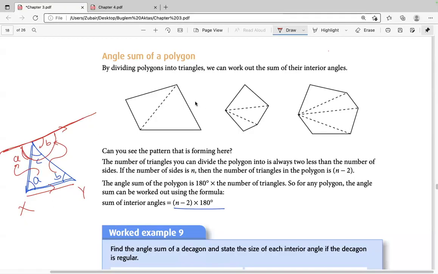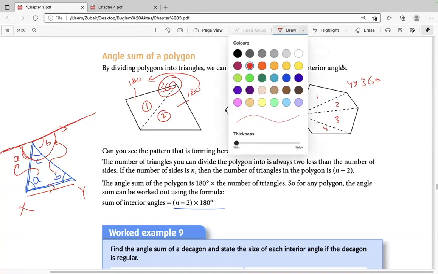And when we come to polygons, you see this four-sided polygon with a dotted line drawn, and I can find two triangles. The sum of one triangle is 180, the sum of another triangle is 180 again. So 180 plus 180 is 360 for this. When we talk about the five-sided, we see 1, 2, and 3 triangles, so it must be 180 into 3. Then for the six-sided, we see 1, 2, 3, 4 triangles. This is 4 into 180.